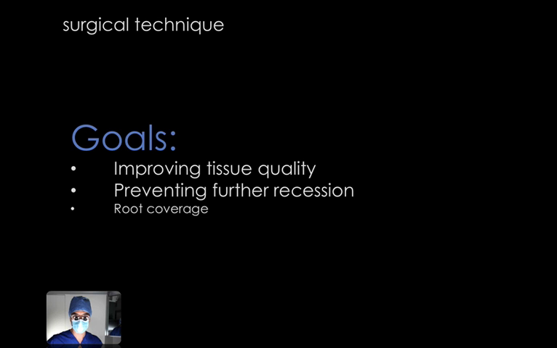So I'm going to describe the surgical technique, but before we go over the procedure, we need to determine some goals. So the main goal of a free gingival graft is to improve the tissue quality, improve the zone of attached and keratinized tissue. Now, once you do it, you will prevent more recession in the future, which is the second goal. Now, sometimes we can also get some root coverage, but don't promise this to the patient. There are better ways to cover roots. So I'm going to show you how this works.